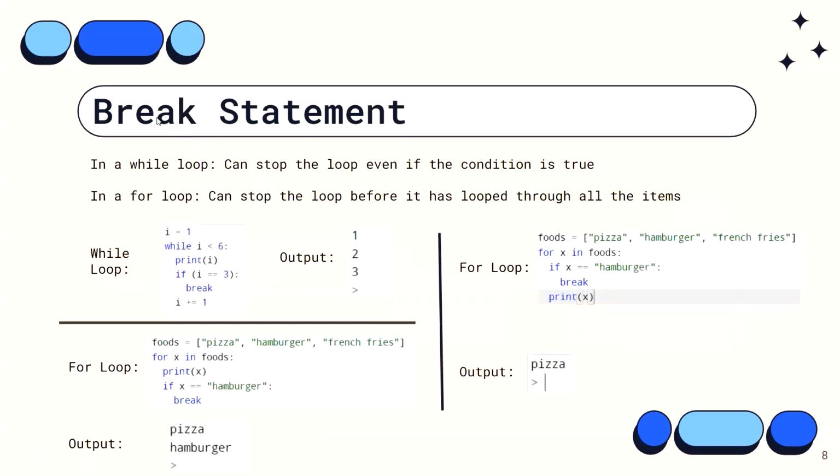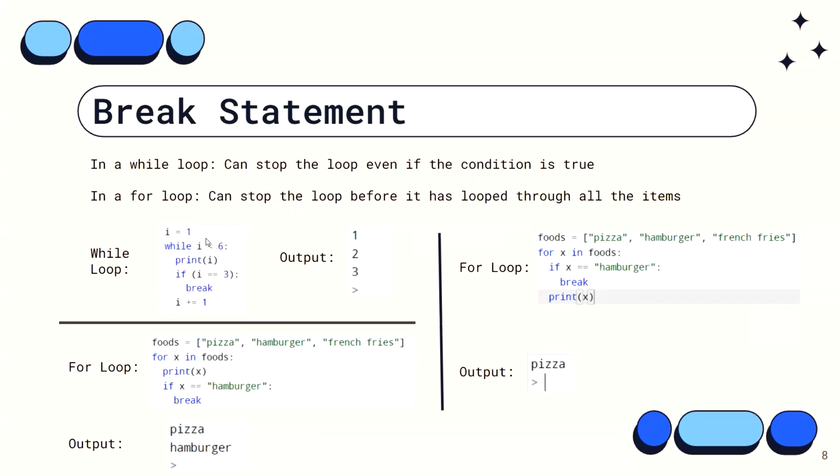Now the break statement. So in a while loop, it can stop the loop even if the condition is true. And in a for loop, it can stop the loop before it has looped through all the items. So remember, in a while loop, it'll only run until the condition is false. And in a for loop, it'll just run the specified amount of times. So the break statement basically stops the loop, no matter what.